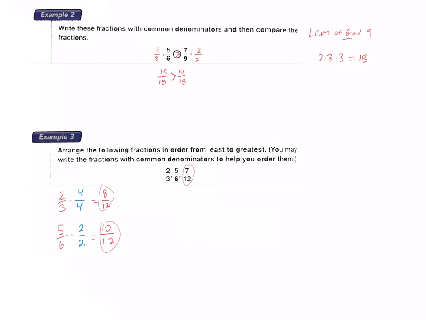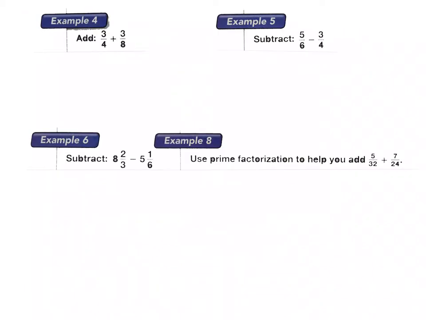So which one is the least? 7 of those pieces, 8 of those pieces, or 10 of those pieces? Well, 7 of those pieces is the least, so I'm going to say 7/12. The next smallest one is going to be the 8/12, which remember is the same thing as the 2/3. And then, of course, the last one there is going to be the 5/6. Those are arranged from least to greatest.